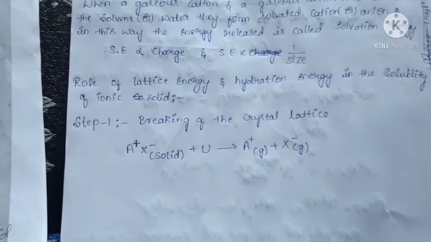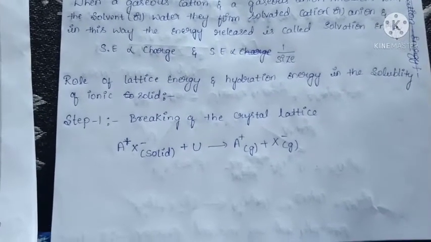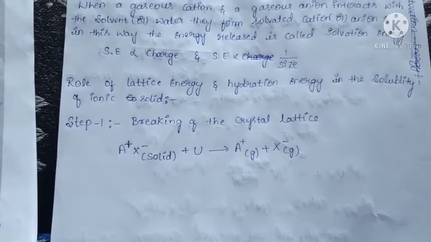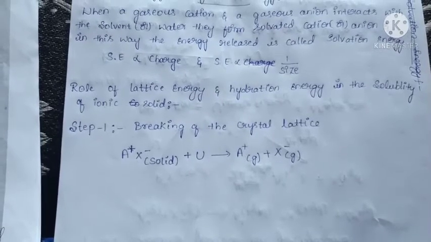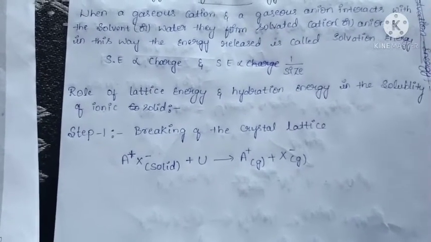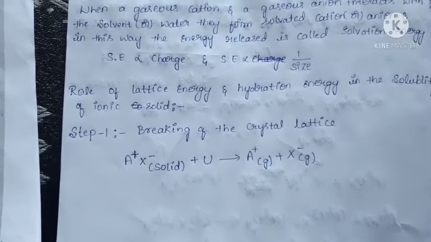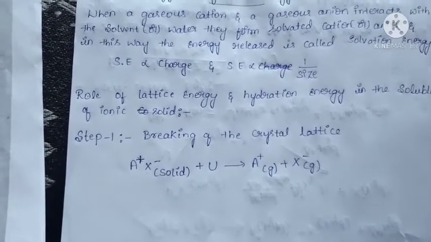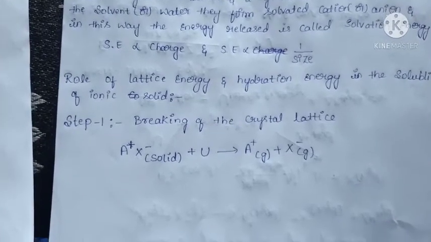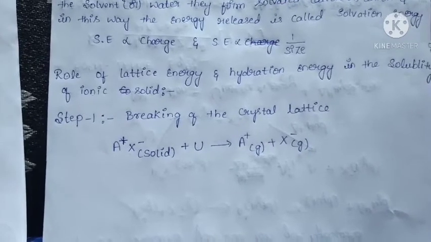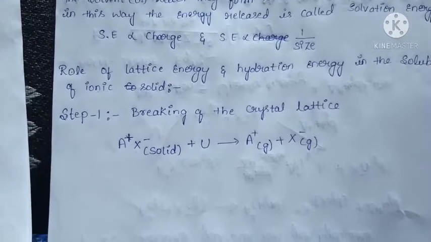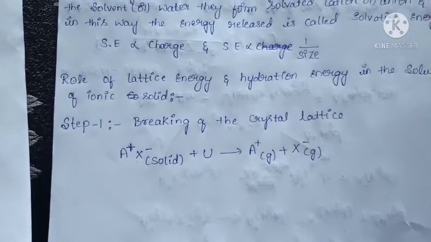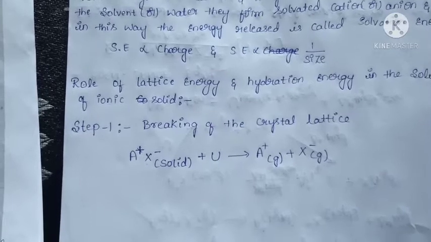It means when the solid is dissolved in a solvent, the bond will break down. It will dissociate to give cations and anions. And here, the gaseous ions means the solid ion is converted into gaseous ion. This is called lattice energy. Here the heat will be absorbed, or energy will be absorbed.